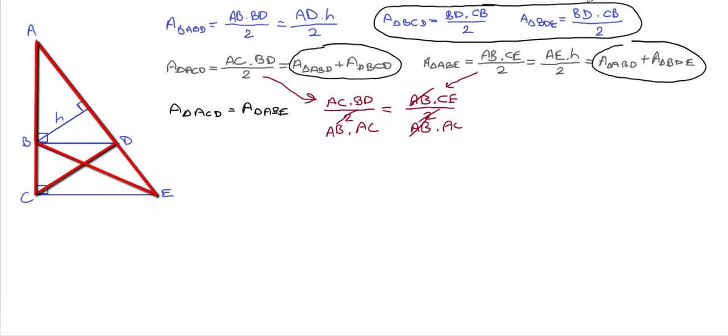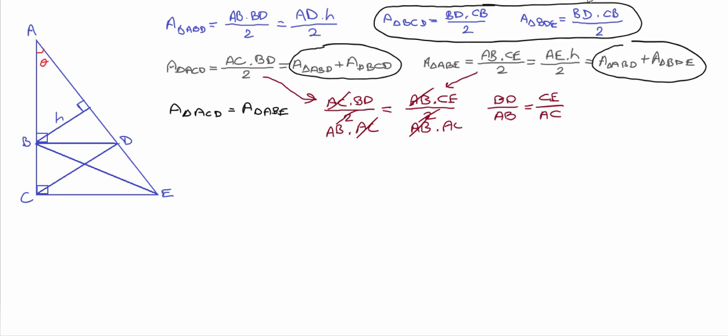And this time, these ACs cancel each other. So eventually what I have here is BD divided by AB is equal to CE divided by AC. Now we have an angle here. Let's call that angle theta.